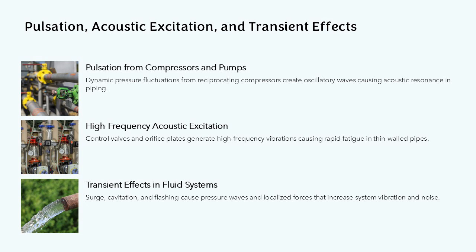Transient phenomena such as surge, water hammer, cavitation, and flashing also contribute to vibration problems. Surge results from sudden changes in fluid momentum during rapid valve operations, generating pressure waves that propagate through the system. Cavitation and flashing involve phase changes in the fluid, creating localized forces and noise that exacerbate vibration. Effective mitigation requires a combination of design improvements, operational controls, and, in some cases, specialized damping devices.